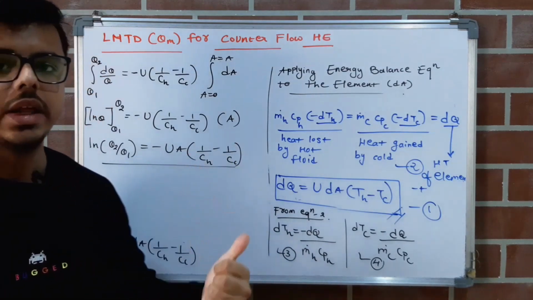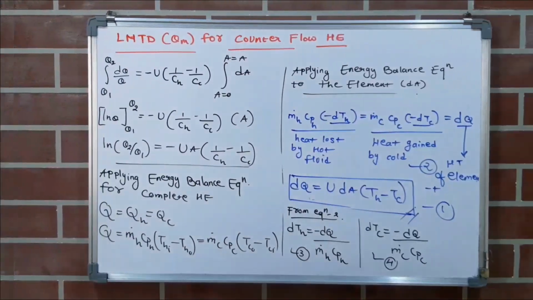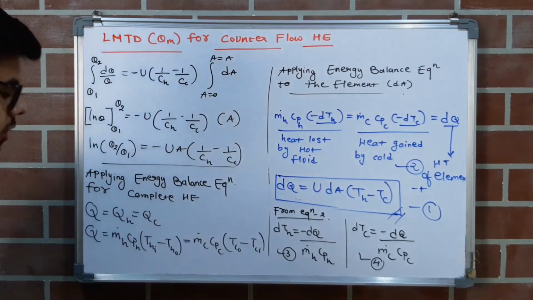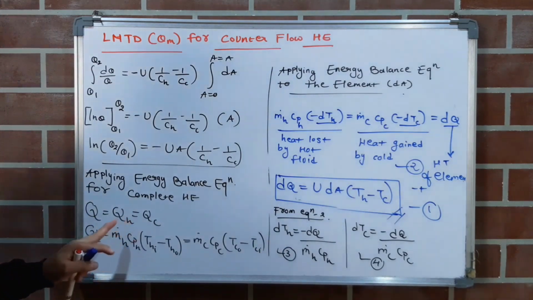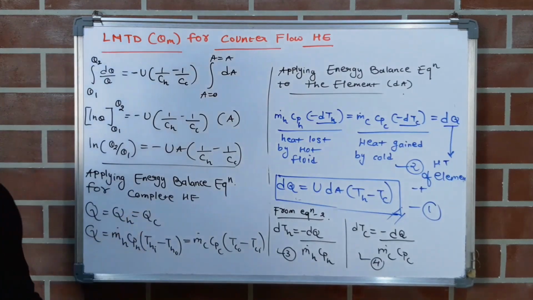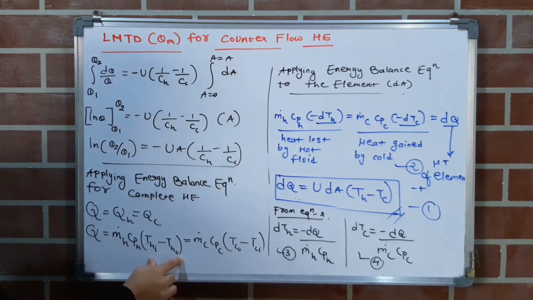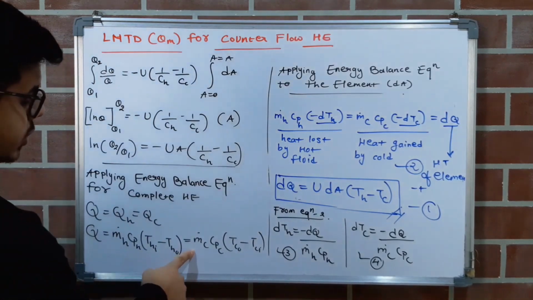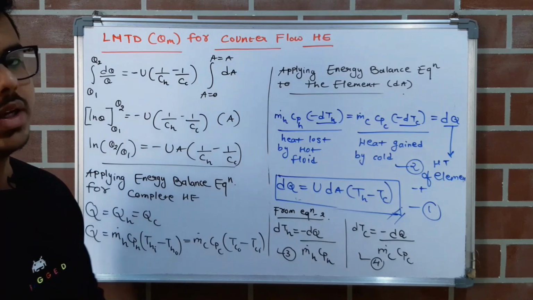By using the energy balance equation, and that energy balance equation we can apply for the whole counterflow heat exchanger. So now applying the energy balance equation for the complete heat exchanger, we know that the heat transfer rate of a heat exchanger, the heat lost by the hot fluid, is equal to the heat gained by the cold fluid. So Q is equal to m dot h Cph into Thi minus Tho, and that equals m dot c Cpc into Tco minus Tci. Why is it not written Tci minus Tco?